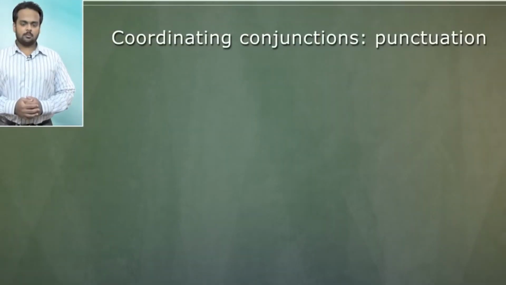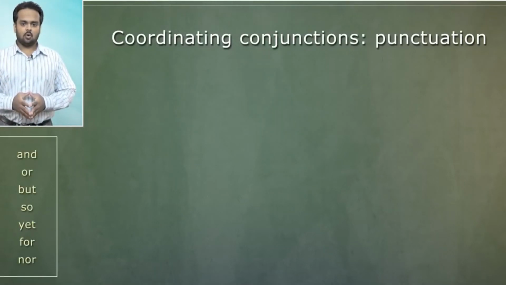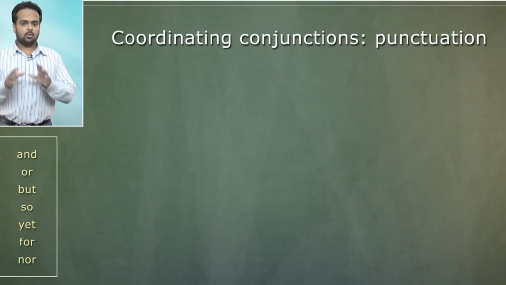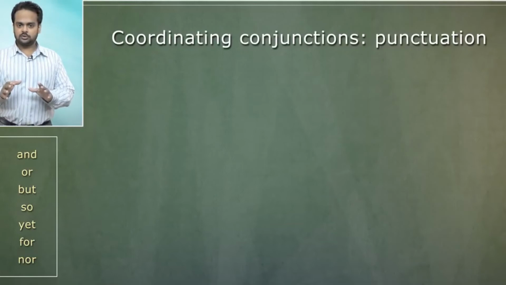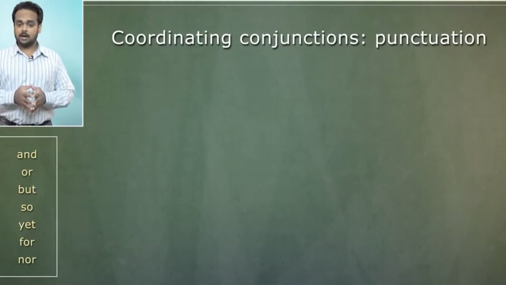Coordinating conjunctions are probably the most commonly used type of conjunction in English. These are the words and, or, but, so, yet, for, and nor. Now the words for and nor can be used as conjunctions, but they're not used a lot. The word for is used much more as a preposition and not a conjunction. But the other 5 are very common. Alright, let's talk about how to punctuate them correctly.